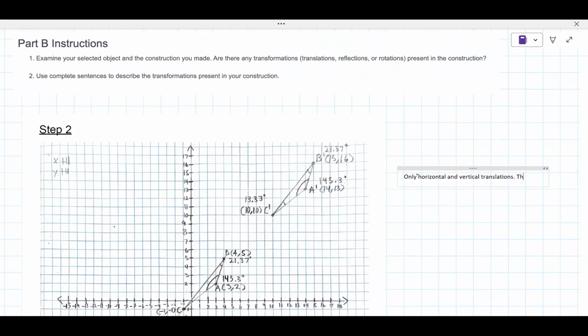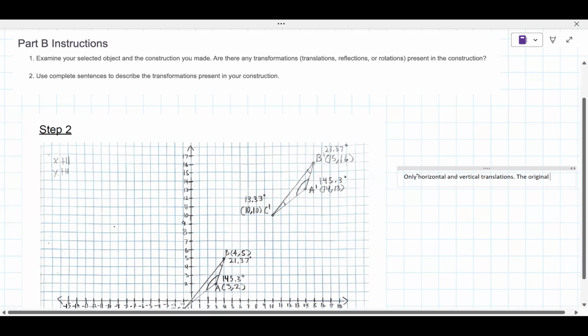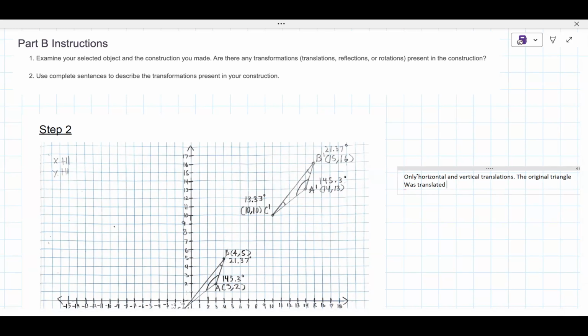Now you might want to be more specific. This is where you get into the language: the original image, or the original triangle, was translated, and this is where you say 11 units. It's 11 units for the x-axis and the y-axis. So 11 units to the right and 11 units up.